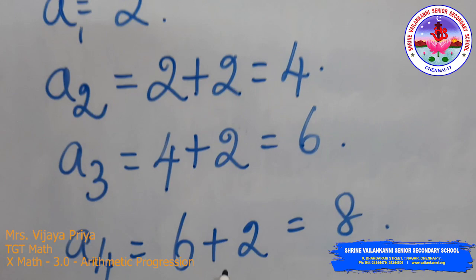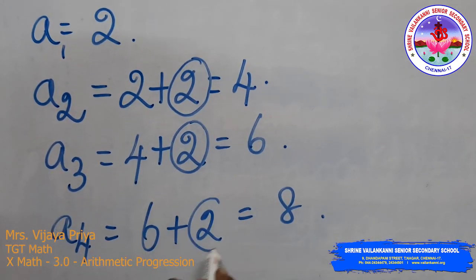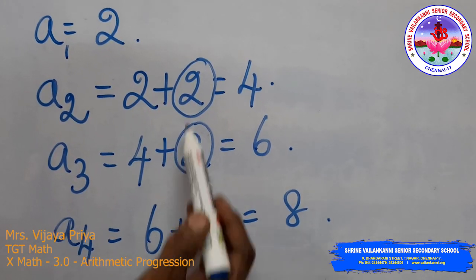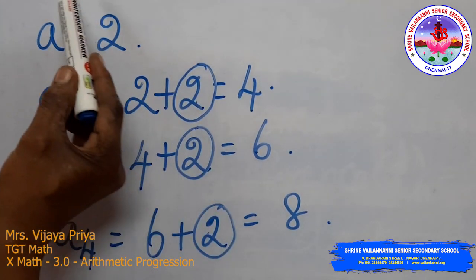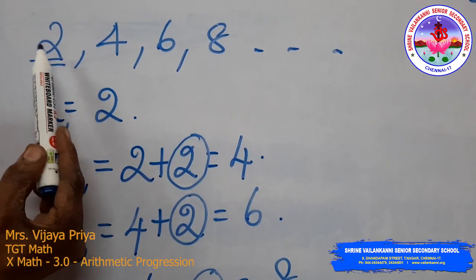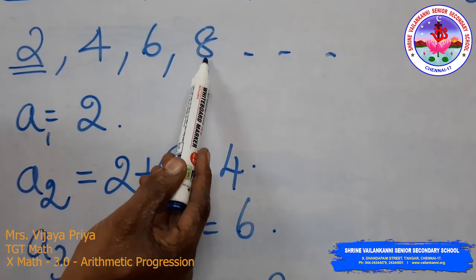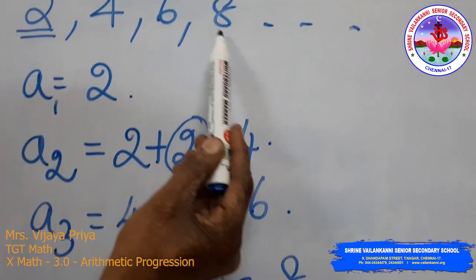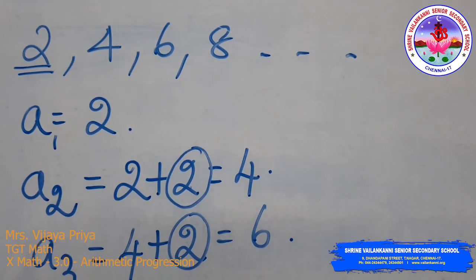So in all the cases, the constant number 2 is added to the preceding number. This 2 is called the common difference, and the first term is A1, then A2, A3, A4, where 2 is your common difference. Since it has a common difference between each pair of numbers, it is an AP.